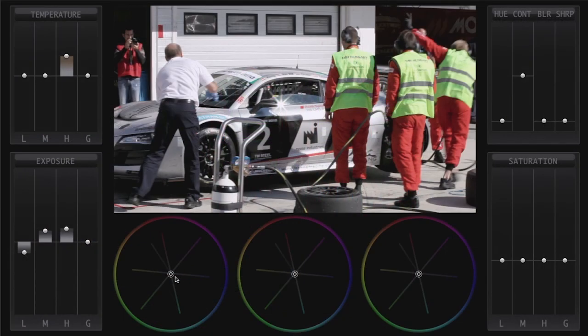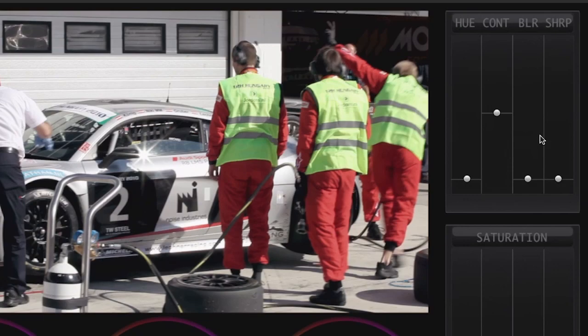This shot is pretty well balanced, but I'll push the lows toward the blue section of the color wheel and push the mids to the warm yellow-orange on its color wheel to add a little color contrast. The top right section includes sliders for hue, contrast, blurring, and sharpening. I'll add a little bit of sharpening to this clip to make it pop.